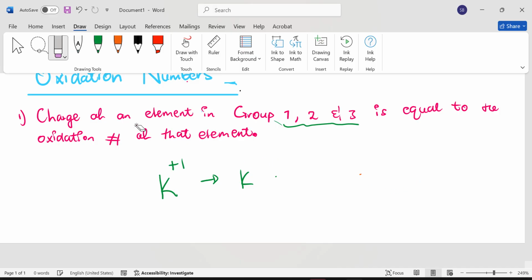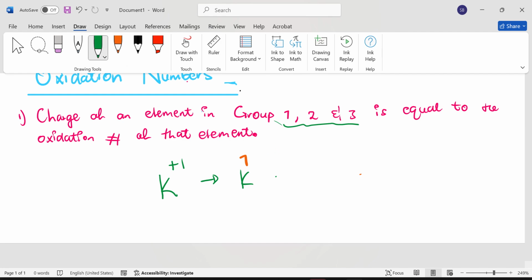Well, that's if it's in a compound. Remember, please do not forget that. That is, if you bond it with something else, then this rule would apply, right? We know that potassium on its own is just 0, but when it's bonded to something else, then it should have an oxidation number of 1. The oxidation number is equal to the charge. Very, very important, right?